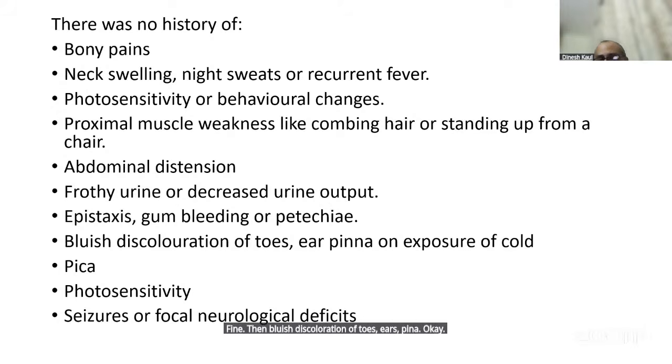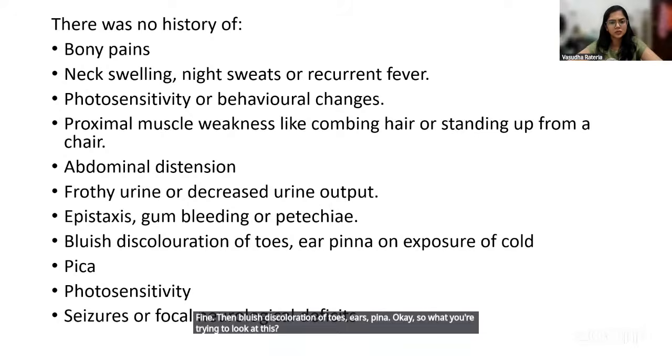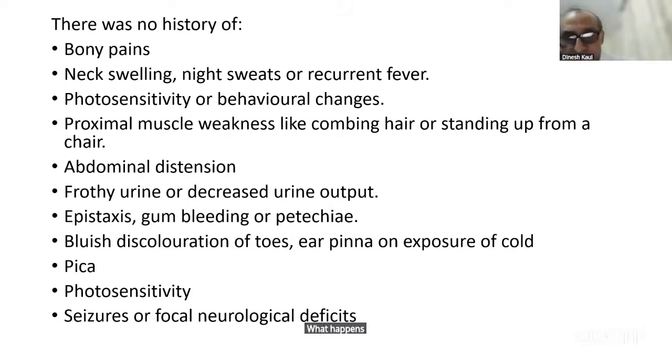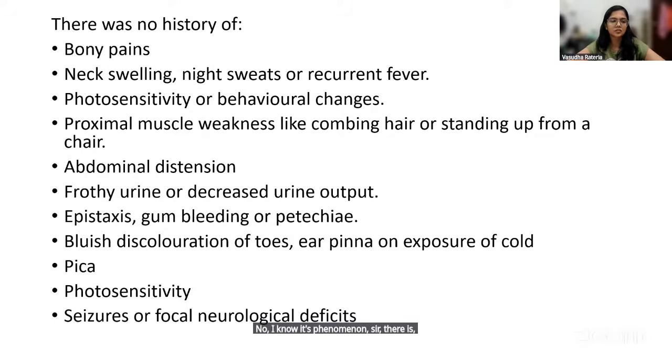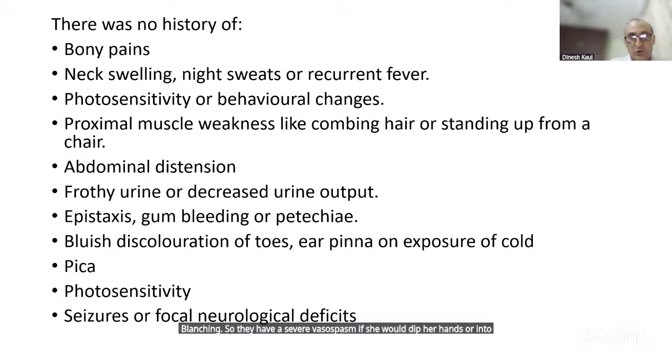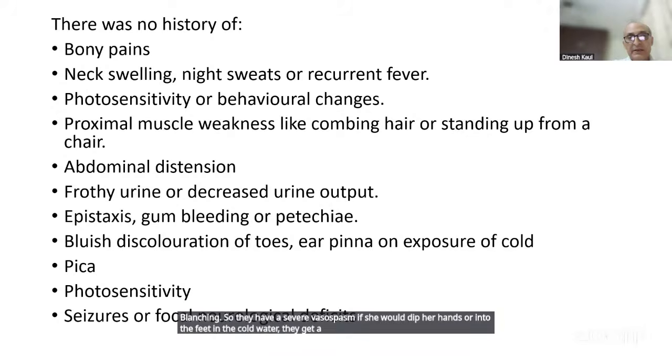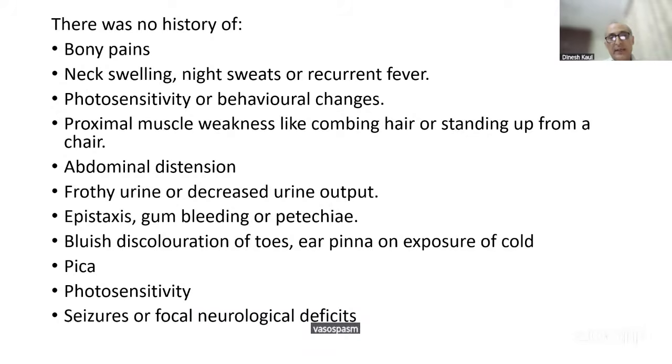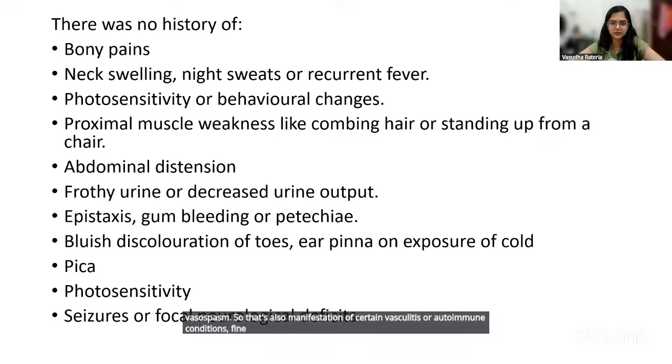Okay, fine. Then bluish discoloration of toes, ears, pinna. So what are you trying to look at in this? What happens in Raynaud's phenomenon? Sir, in Raynaud's phenomenon there is a tricolor vasospasm response. First there is vasospasm, blanching, then redness, and bluish discoloration. So they have a severe vasospasm. If she would dip her hands or feet in cold water, they get a very severe vasospasm. So that's also a manifestation of certain vasculitis or autoimmune conditions. Fine. Yes, sir. Pica. So why pica?